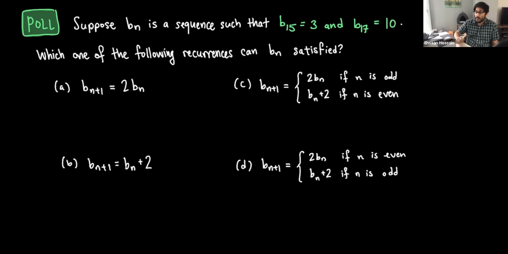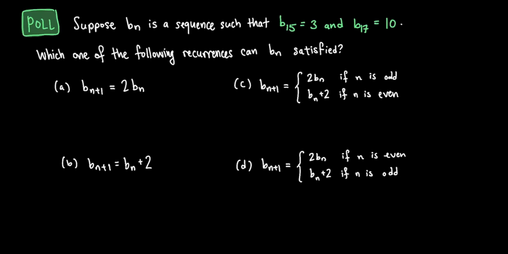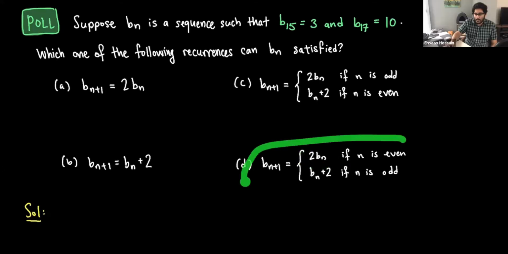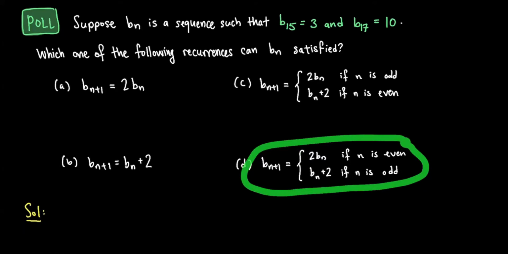Yeah, Mohadis, if you want to unmute and tell me what you got. Okay, so I got D, and the reason I got D is actually I checked them all in order from A, B, C, and D. I know that my B_15 is 3 and my B_17 is 10. So my thought process is forget about B_1 to B_14, just do B_15, and make an intermediate step, find out B_16 and then B_17. Exactly. A, B_{n+1} equals 2B_n. That means I just have to double this. So B_15 is 3, then B_16 would be 6, and B_17 is 12, which eliminates A because it doesn't satisfy B_17.